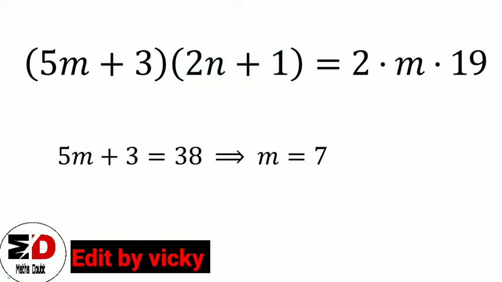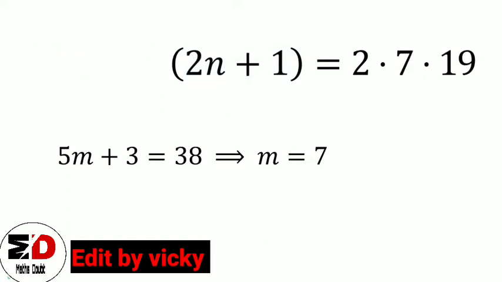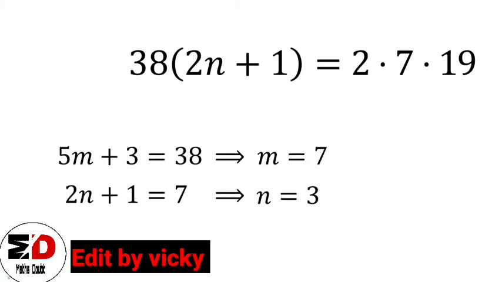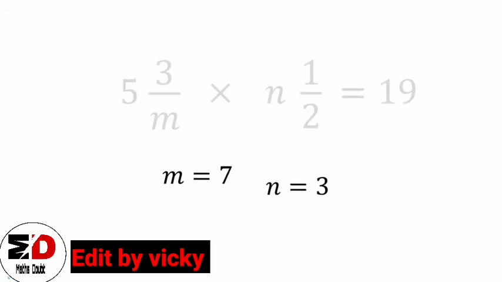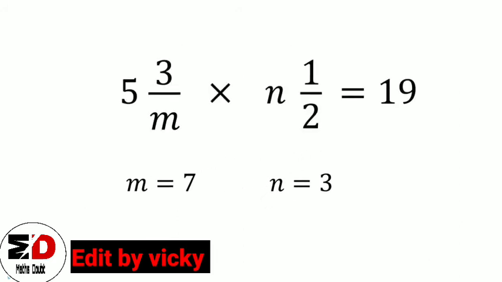If m is equal to 7, we can substitute in, and since 5m plus 3 is equal to 38, we can see that 2n plus 1 must be equal to 7. This means that n is equal to 3. So we have one possibility. Let's go ahead and check it. We substitute in the values for m and n, and this in fact is a solution to the equation. 5 and 3 over 7 multiplied by 3.5 is equal to 19.